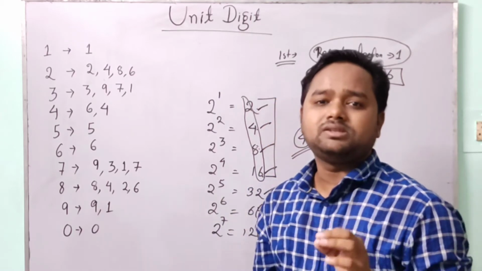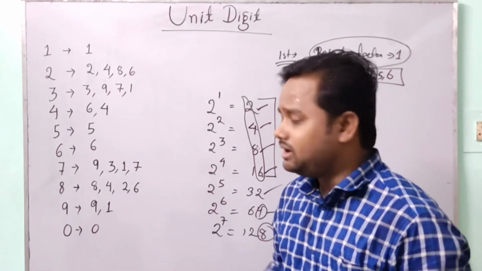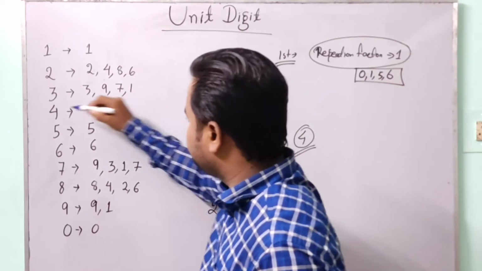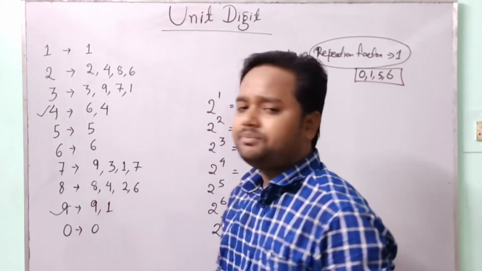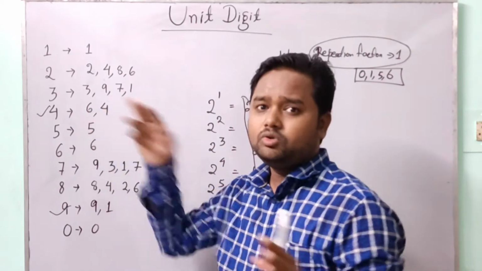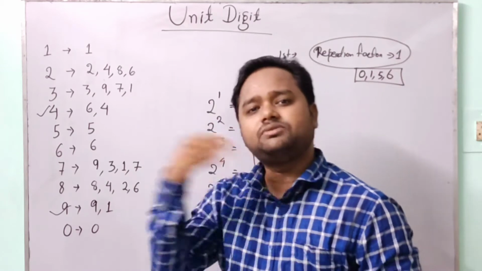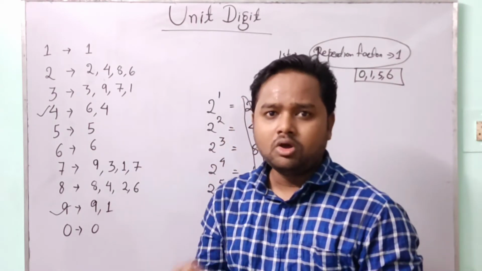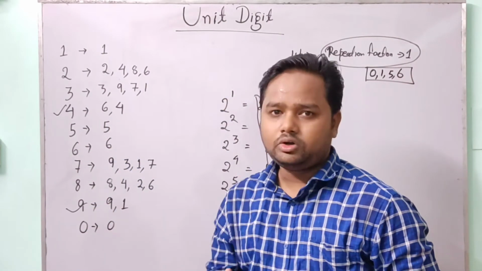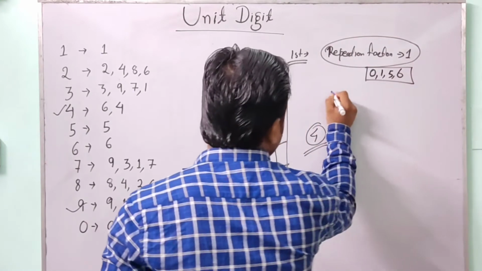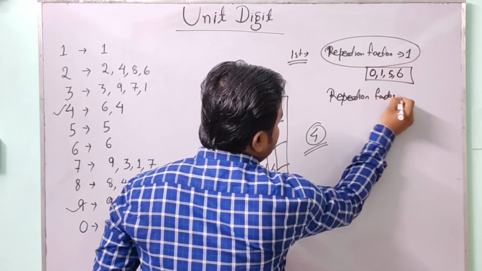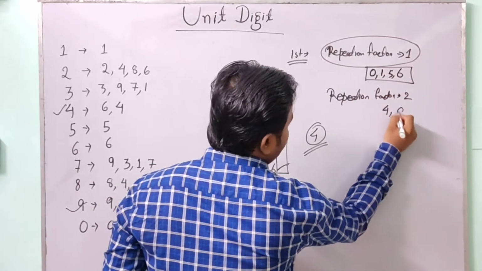Next we go to repetition factor 2. Here we have seen from the table that the numbers which are perfect squares, 4 and 9, have repetition factor 2. If you multiply 4 with 4, we get 16, whose unit digit is 6. If you multiply again by 4, the unit digit becomes 4, because 16 into 4 is 64, which has unit digit 4. So in the case of 4 and 9, the repetition factor is 2.